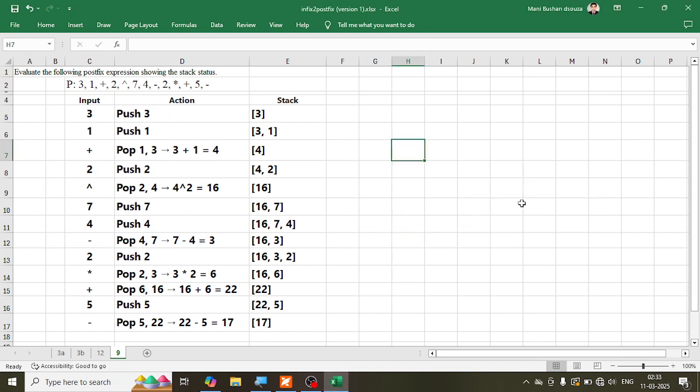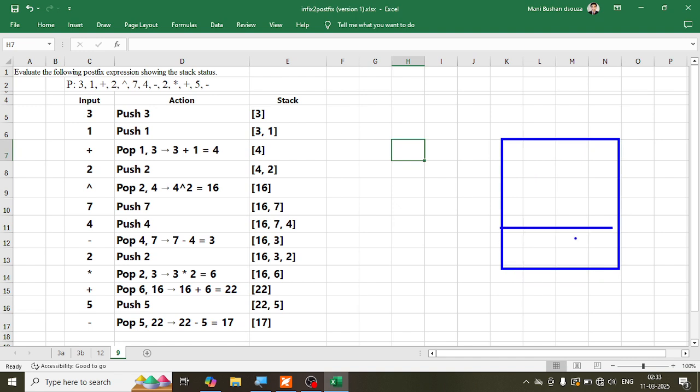So what is there in the stack now? The stack now contains 16, which was already there. It is still there, and this answer 6, whatever you got, you push that answer onto the stack. So 6 will be there next. Now let's go to the next part, that is plus here.